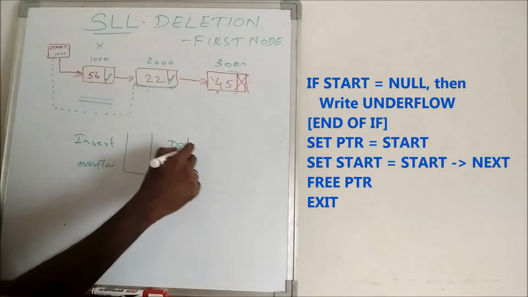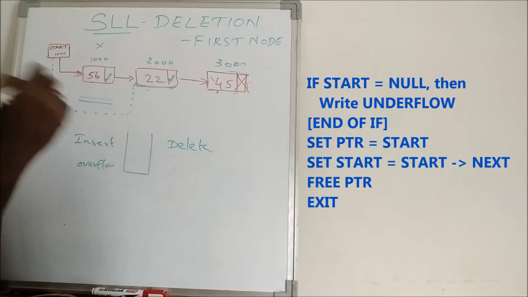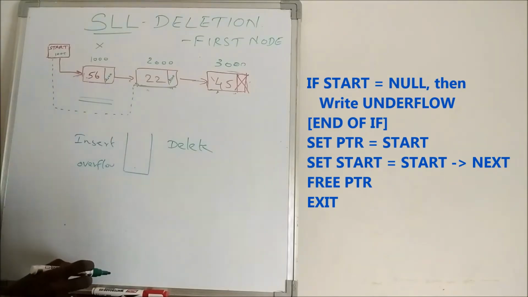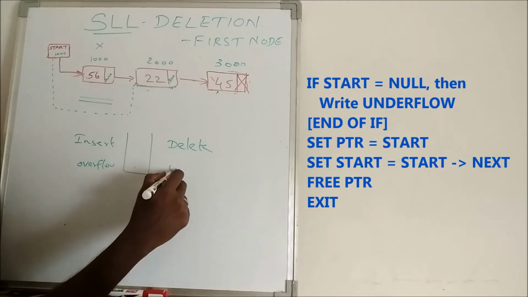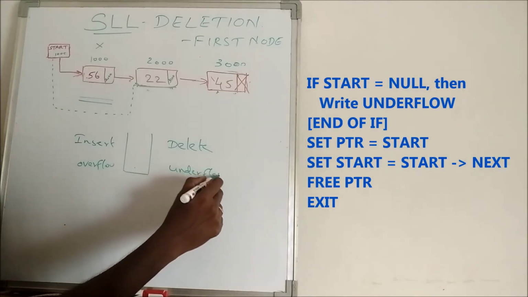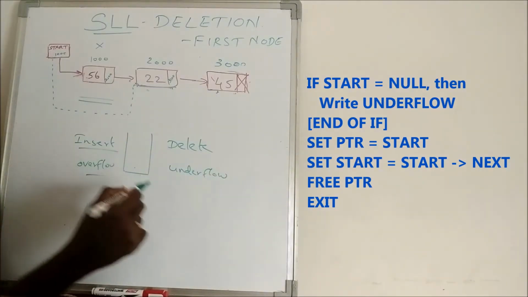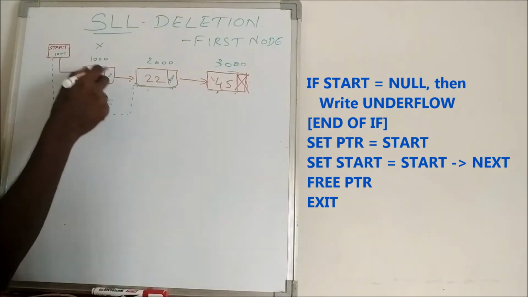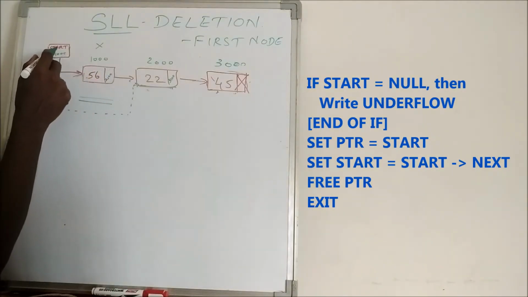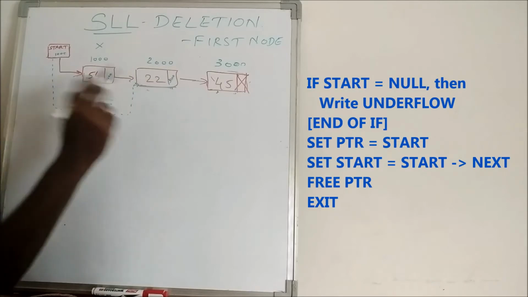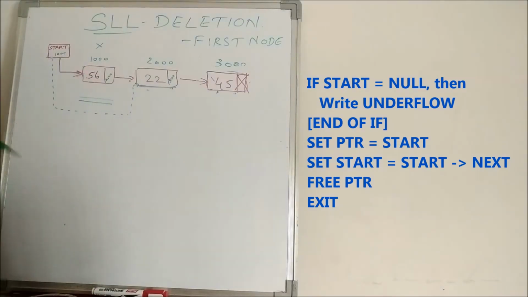In case of delete, if I want to delete something from this place, at least one element should be there. If there is no element in this place, how can I delete an element? So for deletion we have to check the underflow condition. Underflow means there is nothing in this bucket. So insertion needs the overflow condition, deletion needs the underflow condition. If the start is connected to this 22 instead of 56, our purpose is over. So the first 3 lines, that if statement, check the underflow condition.